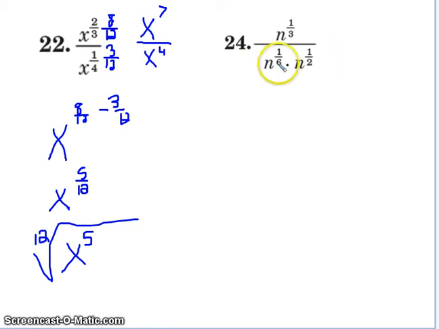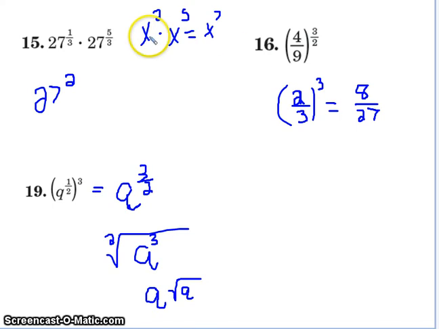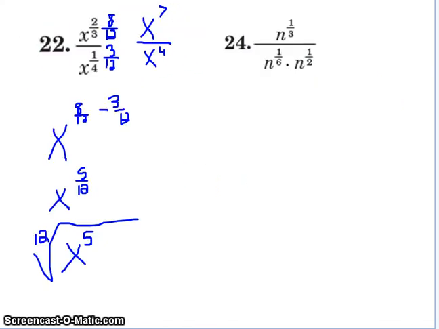On the last problem, first we have to multiply in our denominator. We are going to add those two because, just like we did in the problem over here, when they have the same base, you add the exponents. And so before we can add, we have to have a common denominator. So that has to be 6/3. That is going to give me n to the 1/3 divided by n to the 4/6.